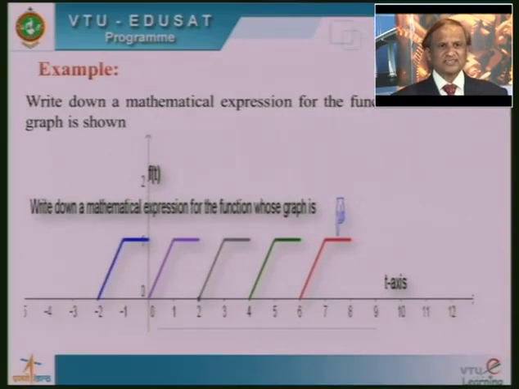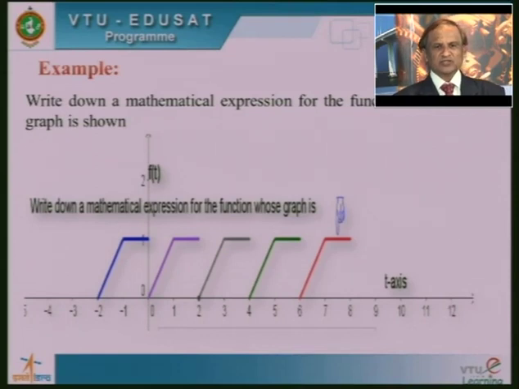Another example may be in this form: write down a mathematical expression for the function whose graph is shown. Why am I considering this type of example? Because once we are able to write down the mathematical expression of this type of graph, the concept will be very clear. That's why we should practice how to write down the mathematical expression for this type of graph.